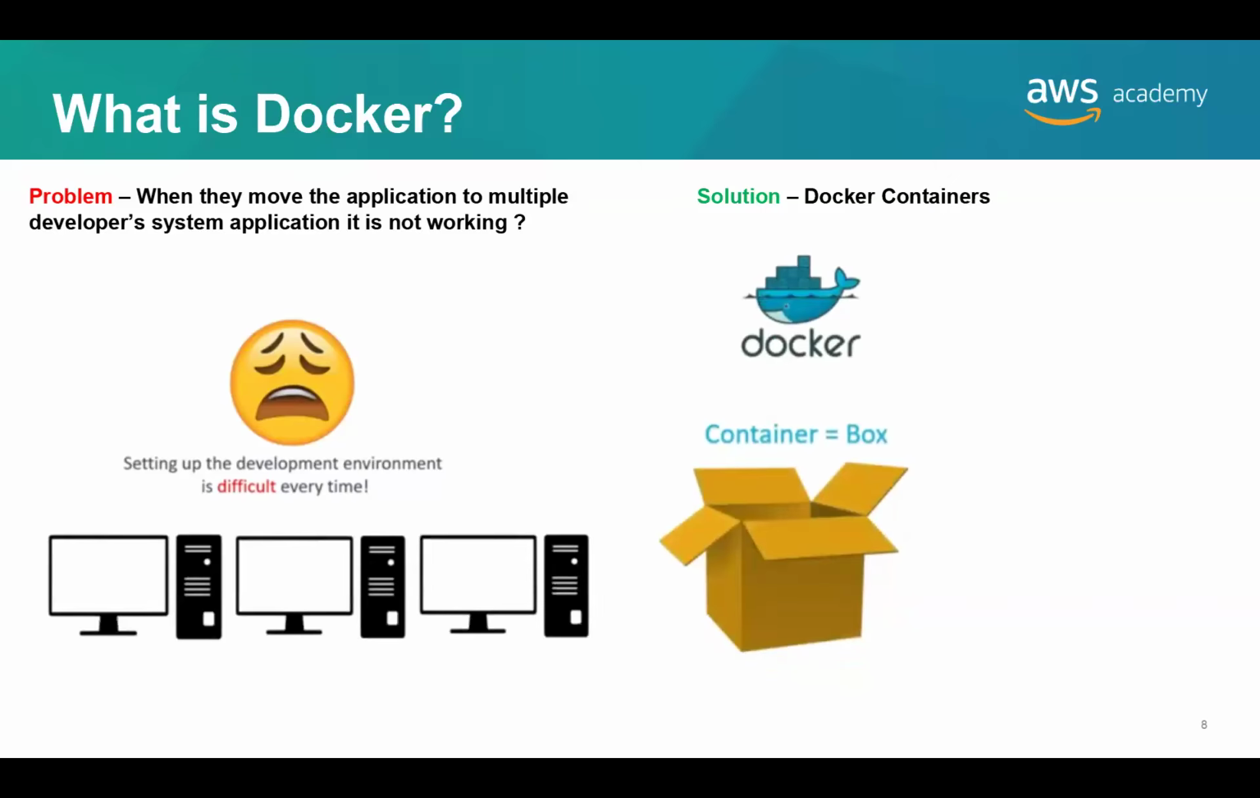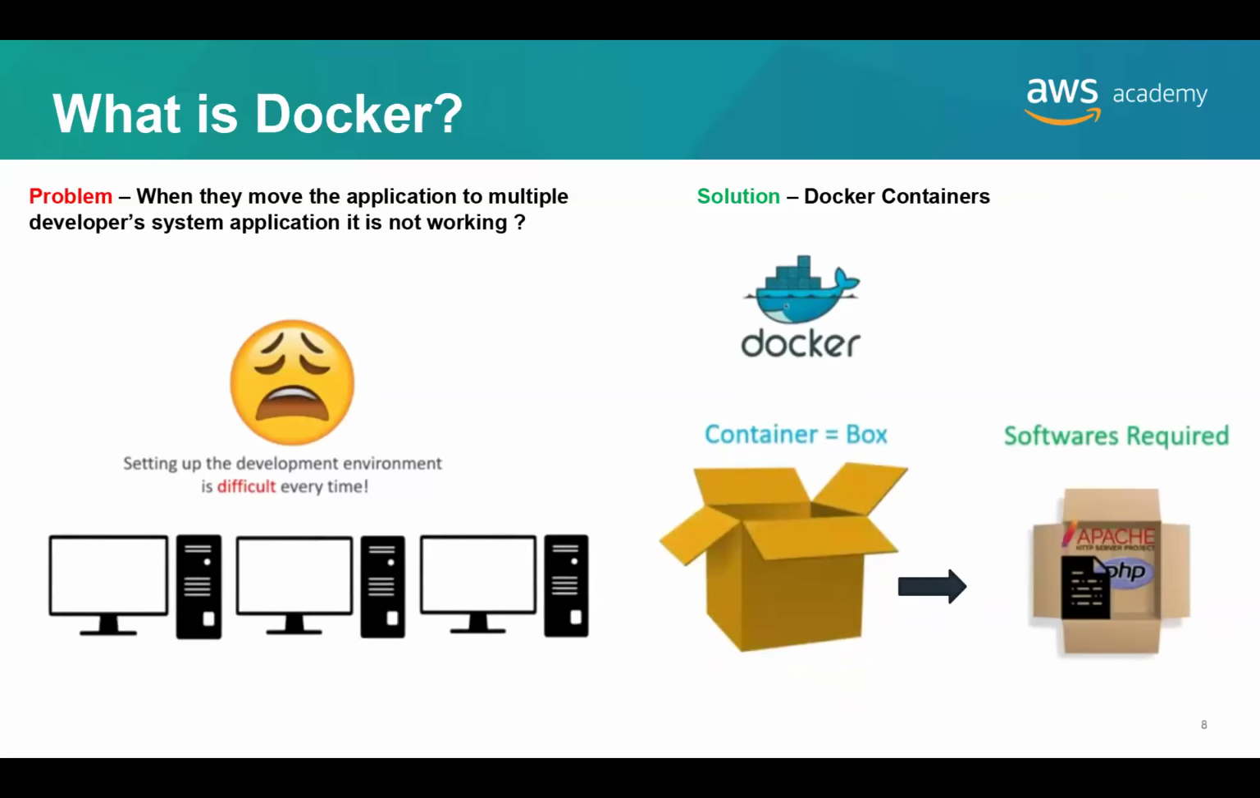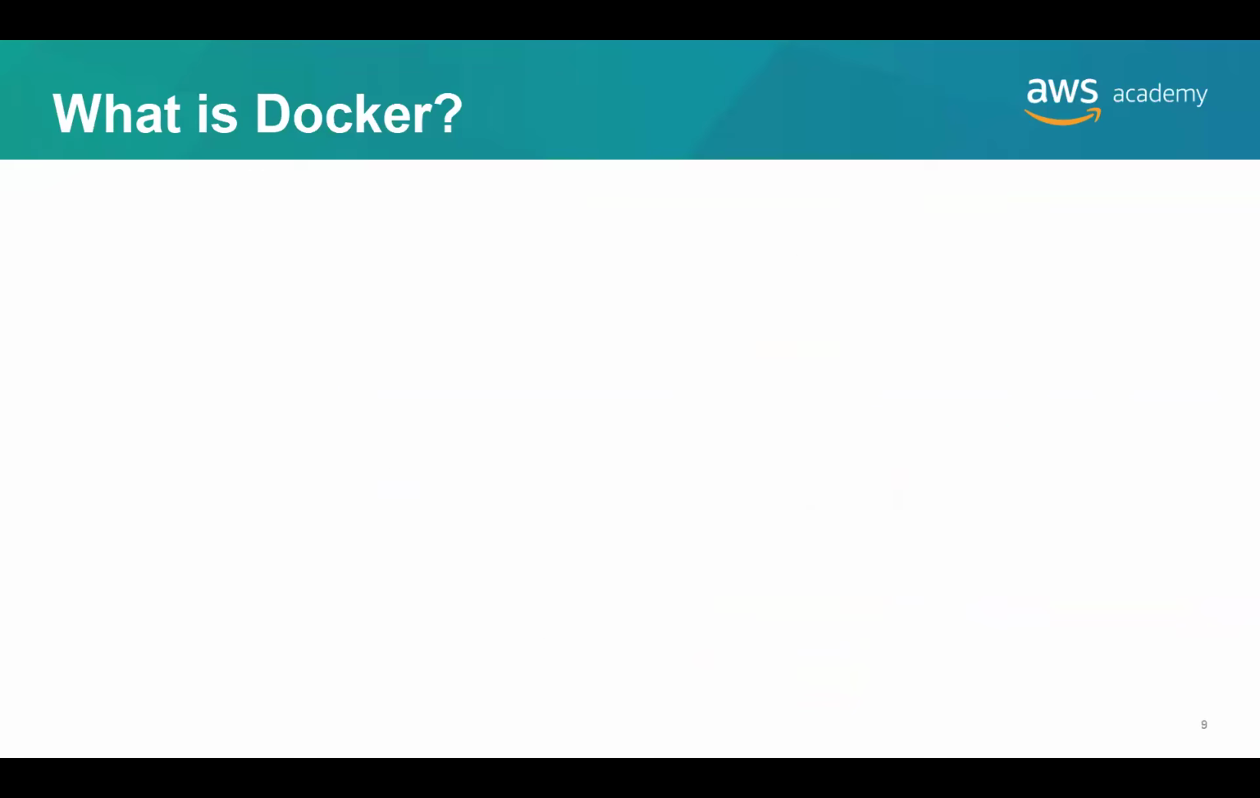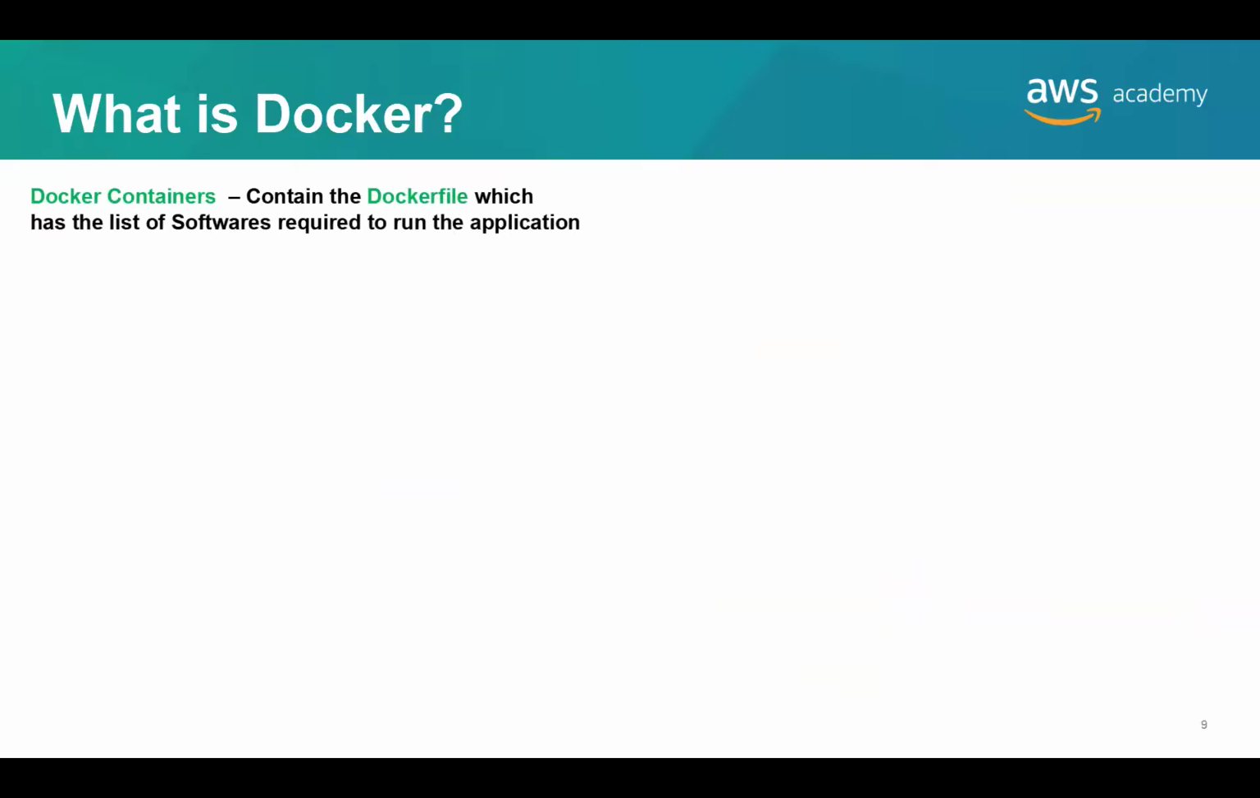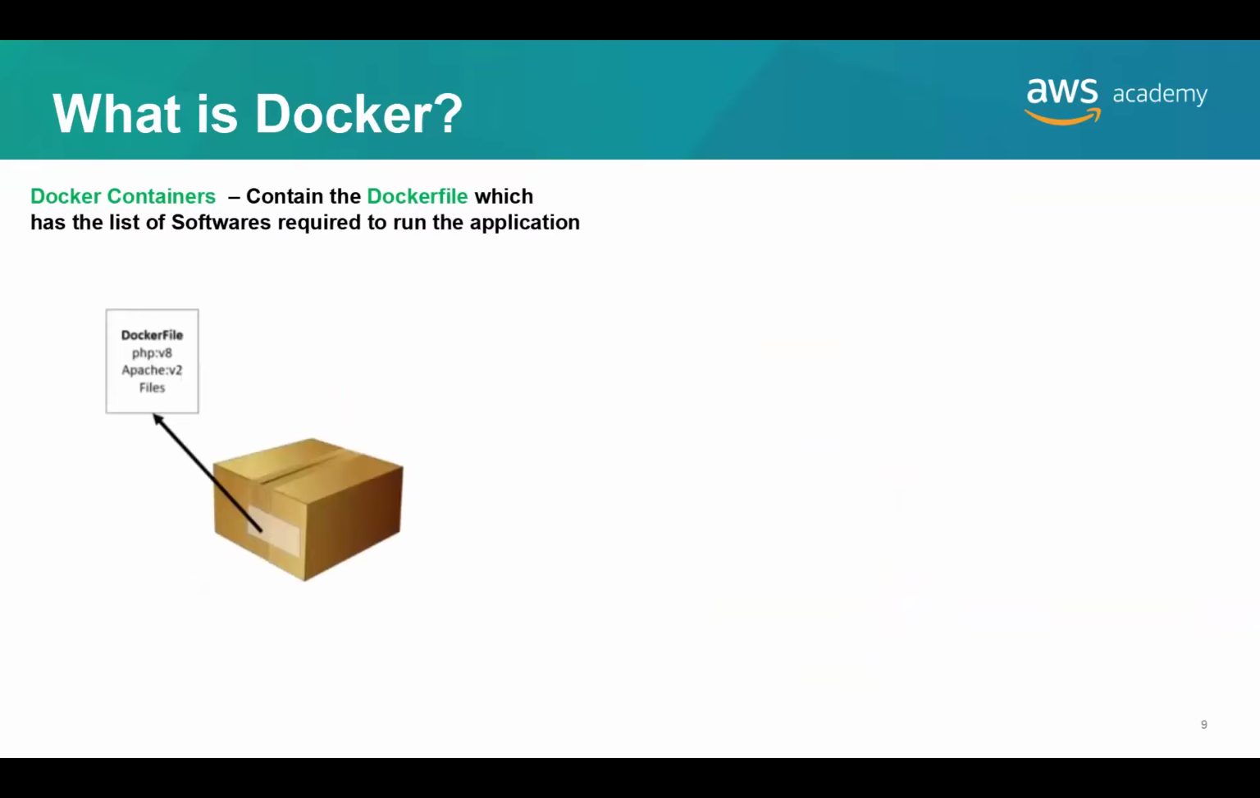So a Docker container is nothing but a box which has all the software we require to run that application. We're keeping everything in a box, and inside that box we have a file called a Dockerfile. The Dockerfile has the list of software required to run that particular application.